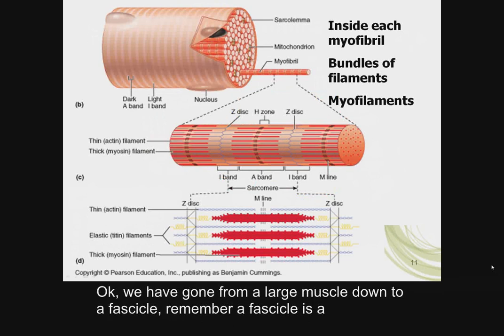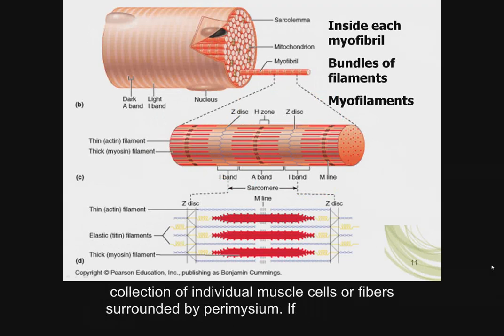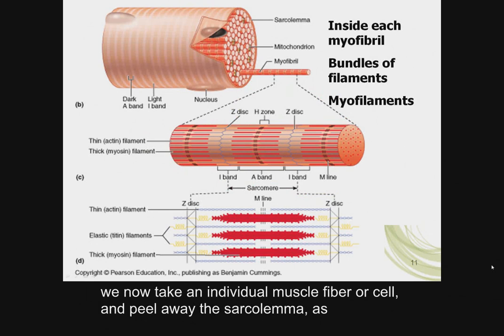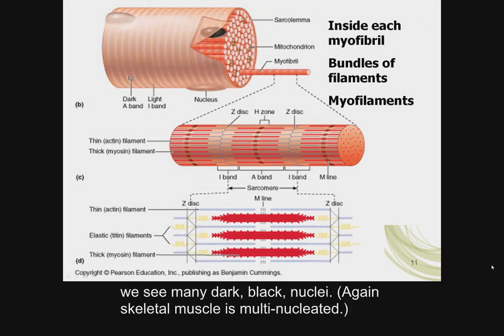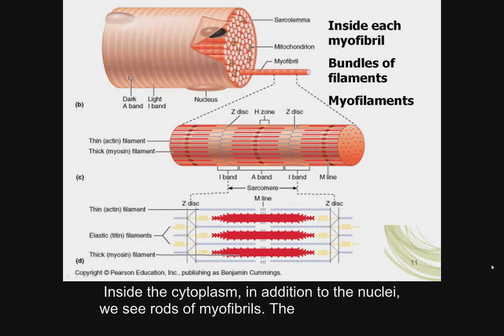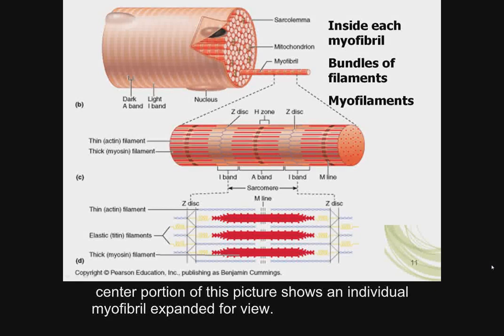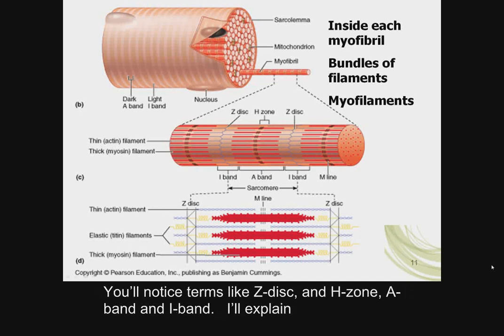Okay, we have gone from a large muscle down to a fascicle. Remember, a fascicle is a collection of individual muscle cells or fibers surrounded by perimysium. If we now take an individual muscle fiber or cell and peel away the sarcolemma, as demonstrated here in the top left picture, underneath the sarcolemma you'll notice that we see many dark black nuclei. Again, skeletal muscle is multinucleated. Inside the cytoplasm, in addition to the nuclei, we see rods of myofibrils.